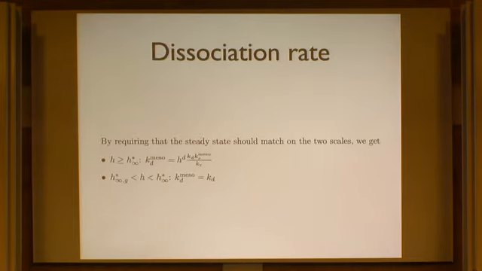So I haven't mentioned the dissociation rates, but they follow from the association rates by just saying that the steady state should be the same on both scales. By matching those two, we get that for the local case it just has to satisfy detail balance. And in the local cases, we're matching the rebinding time and effective binding time, then the dissociation rates will be the same too.